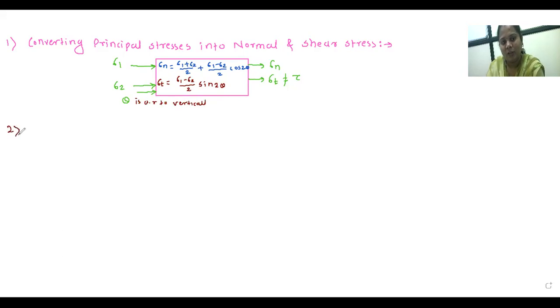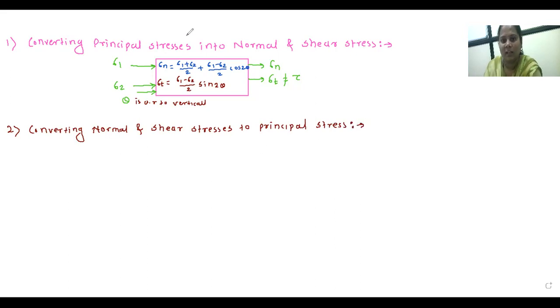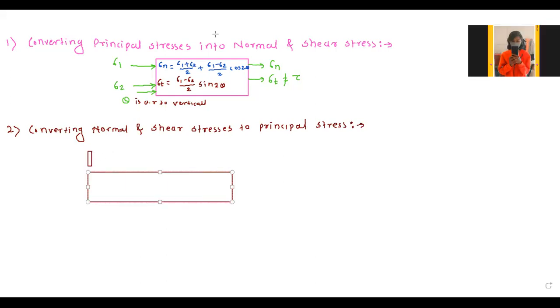After that, the second point we have studied is converting normal and shear stresses to principal stresses. For this particular condition, which parameters are given and which equations did we use? Does anyone remember? Yes, ma'am. Sigma x, sigma y, and tau are given.